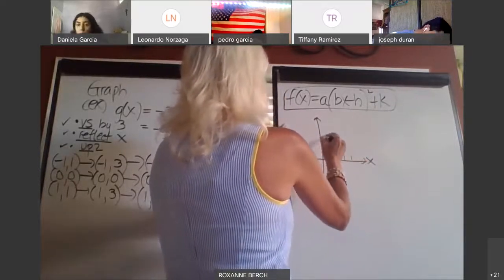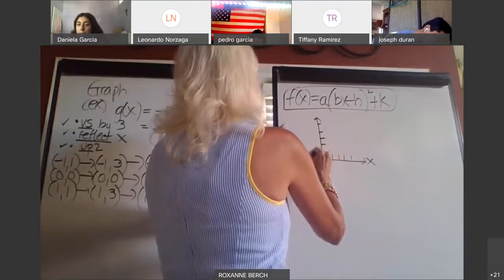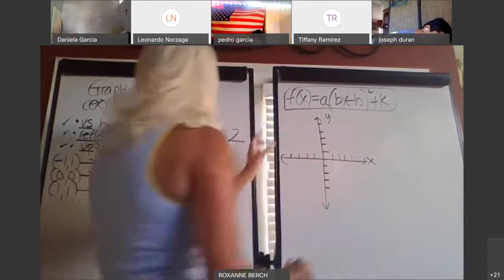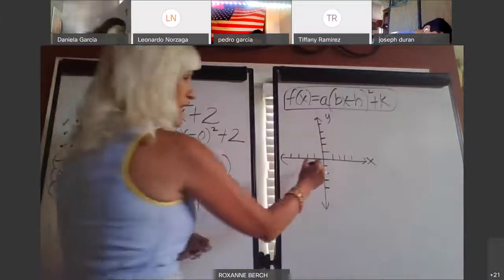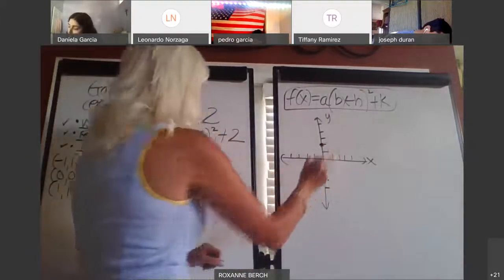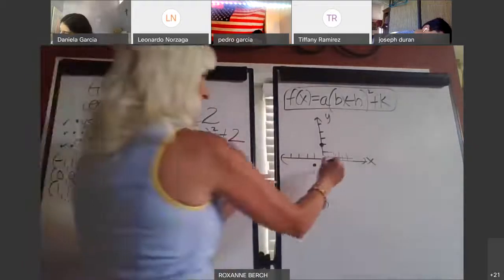Have your calculator ready, because this time we're going to put it on the calculator and check to see if we did it right. So this is left 1, down 1. This is 0, up 2. This is right 1, down 1.